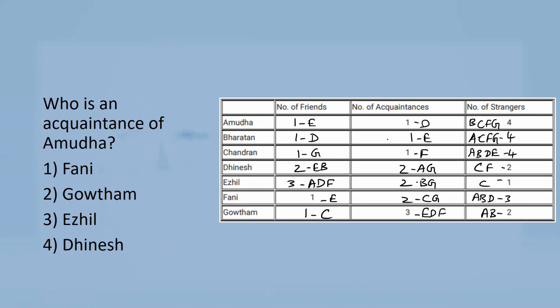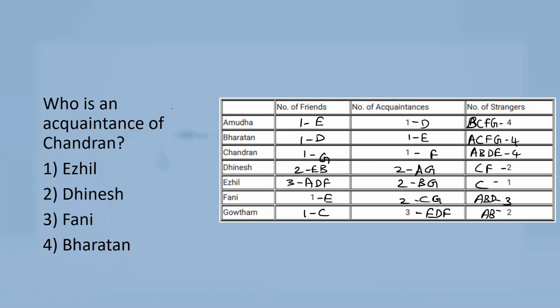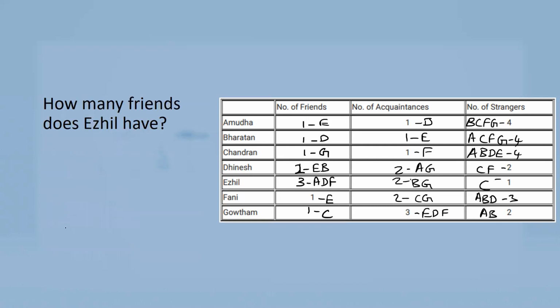Who is an acquaintance of Amudha? It is Dinesh. From the tabular column, we can easily answer all the questions. Who is an acquaintance of Chandran? Chandran's acquaintance is Funny. How many friends does Elil have? Only 3 friends.